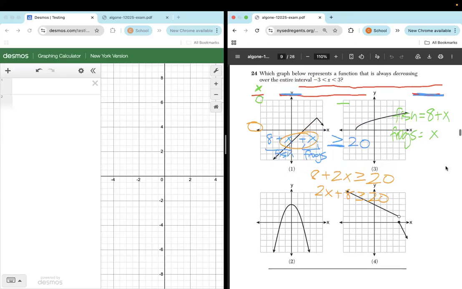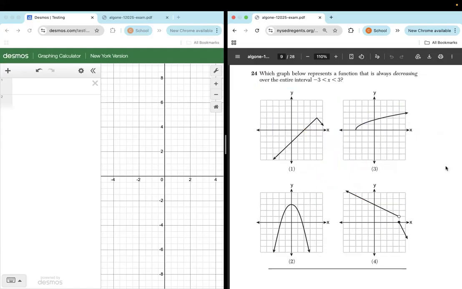Okay, number 24. Which graph below represents a function that is always decreasing over the entire interval? Negative 3 is less than x, which is less than 3. This word interval is telling us what section of the graph we are looking at. We are looking at the section of the graph between x is negative 3 and 3. So here x is negative 3 and here x is 3. Let me mark that area for all the graphs. I need to look for the graph that's decreasing in that section.